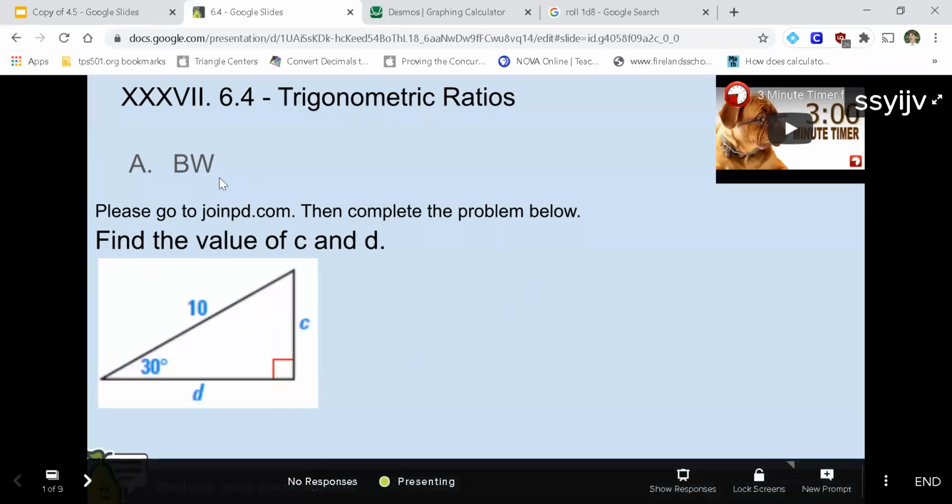So for bell work today, given this right triangle with an angle of 30 degrees and a right angle and a length of 10 for this side, find the value of C and D. I'll give you 3 minutes to try it, and then we'll go over it.